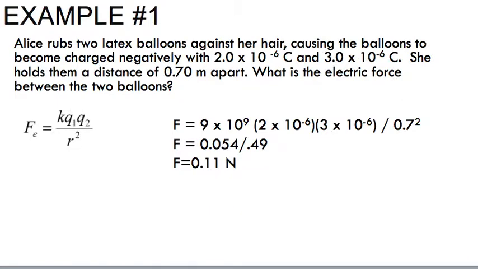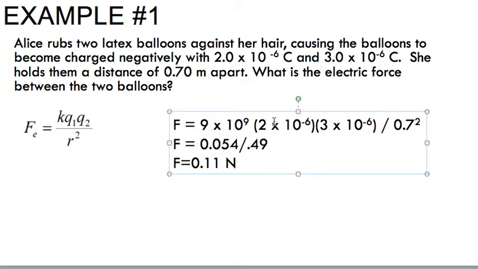Let's go through an example of this. Alice rubs 2 latex balloons against her hair, causing the balloons to become charged negatively with 2 times 10 to the negative 6 coulombs and 3 times 10 to the negative 6 coulombs. She holds them a distance of 0.7 meters apart, and we want to find the electric force between the two balloons. We're going to take our formula, plug in that constant of 9 times 10 to the 9th, then multiply by both of the charges. It doesn't matter which charge goes first, the 2 or the 3. Then divide that by the radius or the distance between the two squared. And do make sure you square. A common mistake I see is students forgetting to square it.